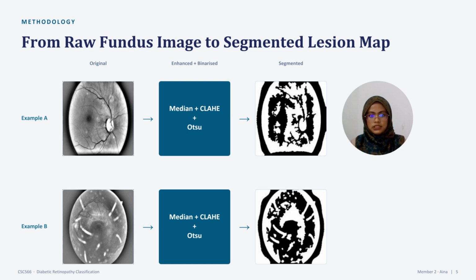That said, we did notice that some very small or faint lesions may not always survive this pipeline, which is something that can affect feature extraction and classification later on. With the images properly segmented, I will now pass it over to my teammate to explain how we turn these segmented images into numerical features.